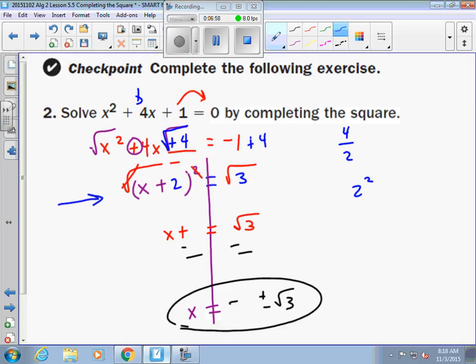So right now, you still undo the square by taking the square root, but now it says x plus 2. And then you subtract 2 from it, and subtract 2 here. So it's negative 2 plus or minus the square root of 3. Not 4, negative 2.